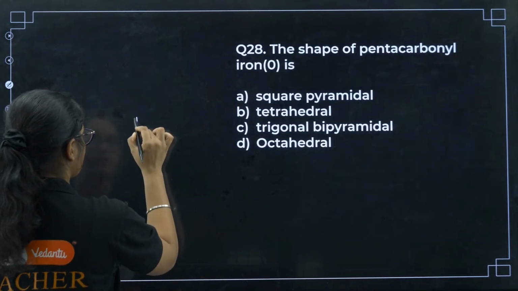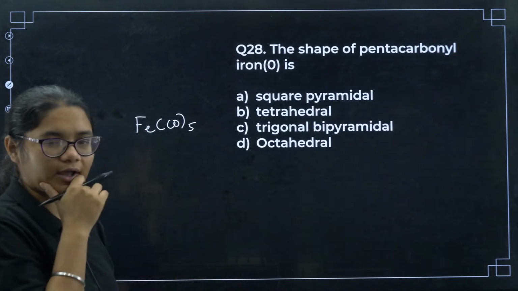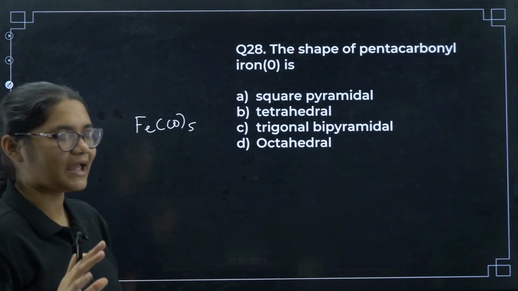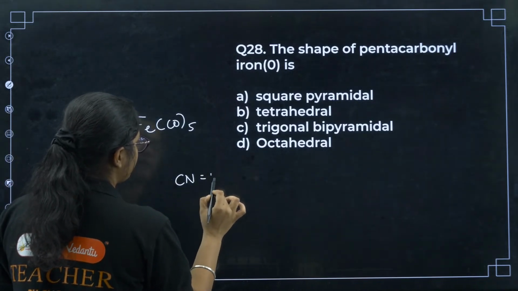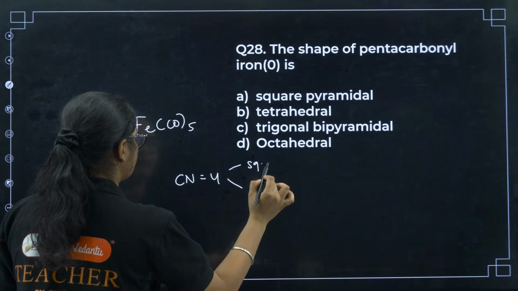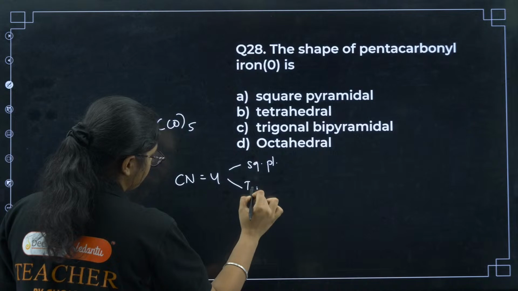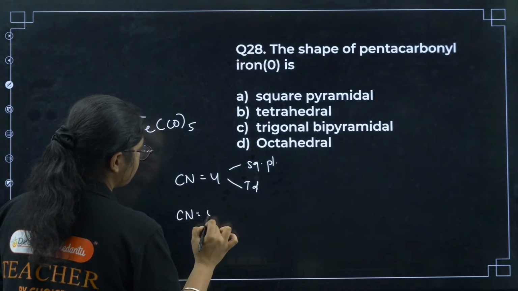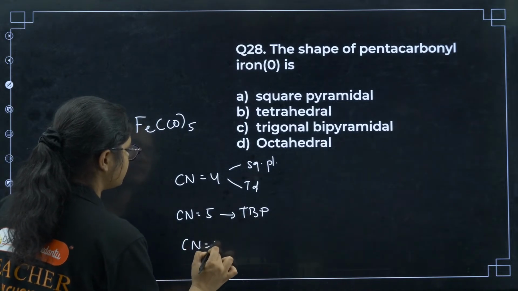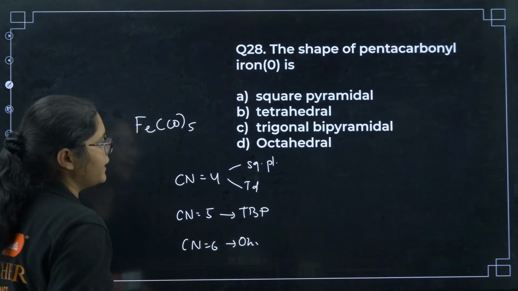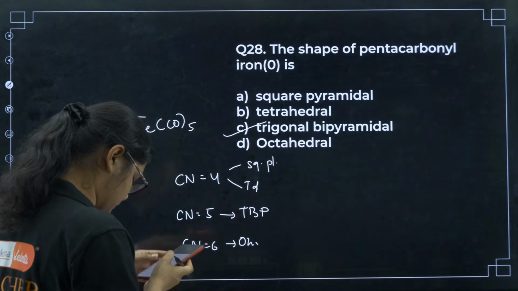So, you have this one, Fe(CO)5. Somewhere I have discussed, I don't remember which video, if the coordination number is 4, then you have two geometries, square planar and tetrahedral. For coordination number 5, you have trigonal bipyramidal, and for coordination number 6 it is octahedral, right? So here the correct answer has to be option C. Yes, all of you have given correct.